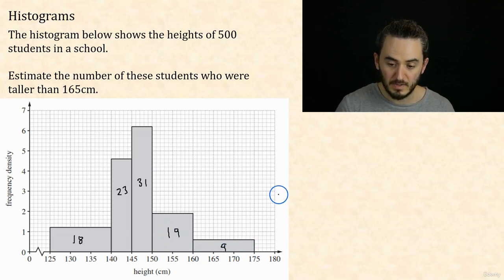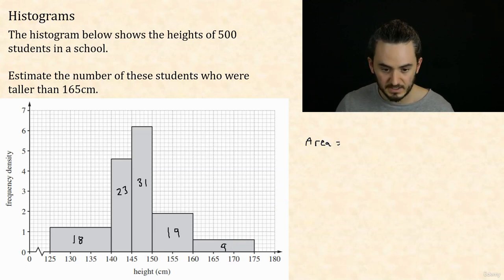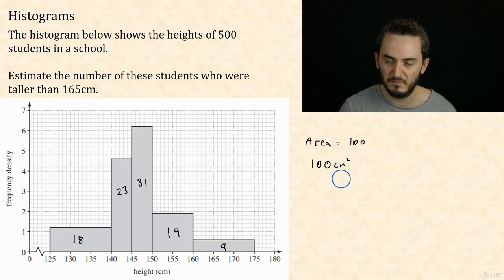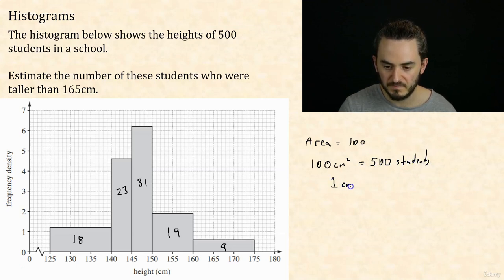All right, so the total area is just what I get when I add all of these up. So 18 plus 23 plus 31 plus 19 plus 9, which is 100. So I know that an area of 100 centimetres squared, it doesn't really matter about the unit here, the point is it's 100 of our area units is equal to 500 students. So that means that each 1 unit of area, so 1 centimetre squared, must be 5 students.